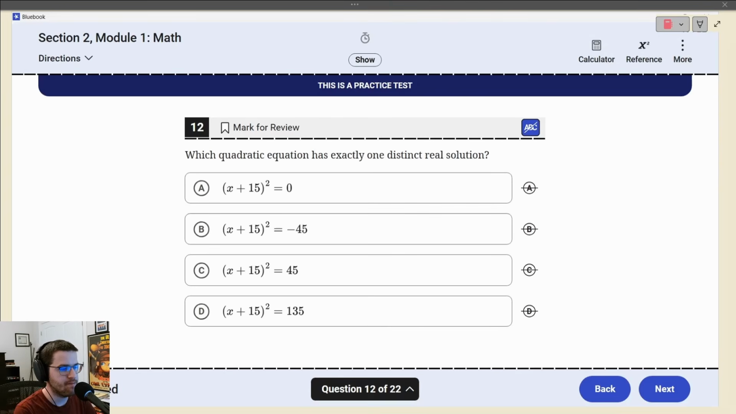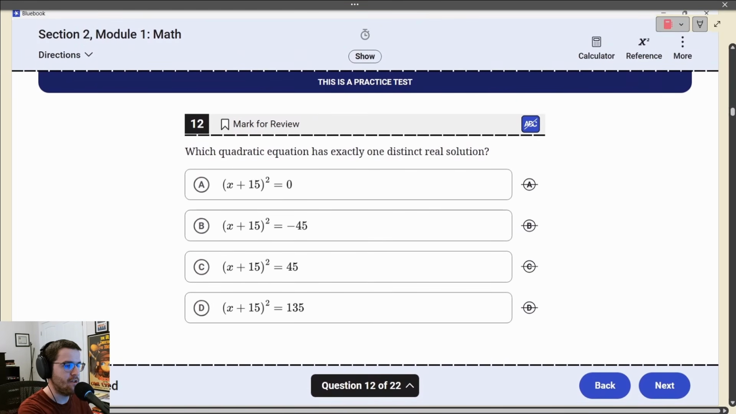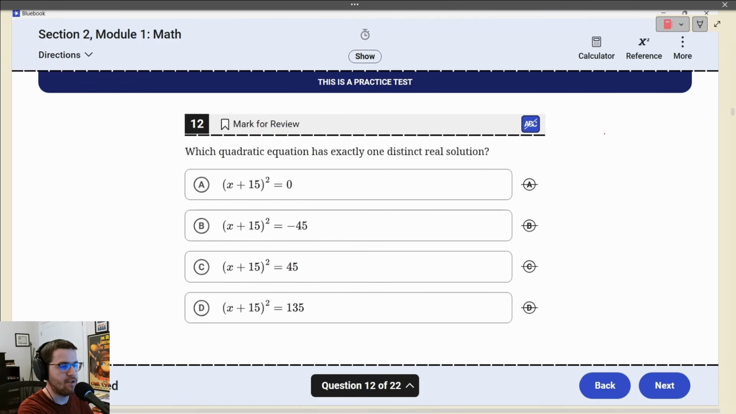Okay, question 12. There's a couple ways to do this. I'm going to go over first what they want you to do, and then we'll go over a much easier way on Desmos. What they want you to do is to recognize that all these have x plus 15 squared in them. The first algebraic step is to take the square root of both sides. You could just write that for all of them. When you take the square root of a positive number in your algebra, you have to put a plus or minus sign, and that will generate two solutions.